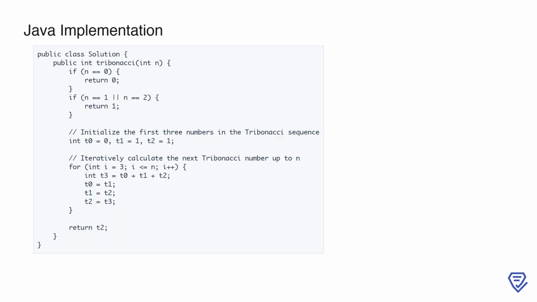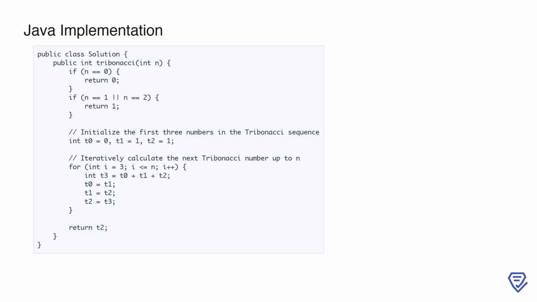Let's begin with an example where n equals 4. First, we check the base cases. Since n is not 0, 1, or 2, we proceed to the iterative computation. Next, we initialize the first 3 Tribonacci numbers, t0 is 0, t1 is 1, and t2 is also 1.